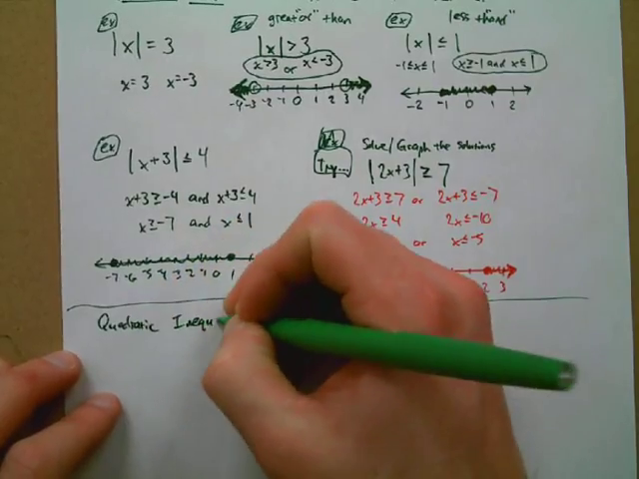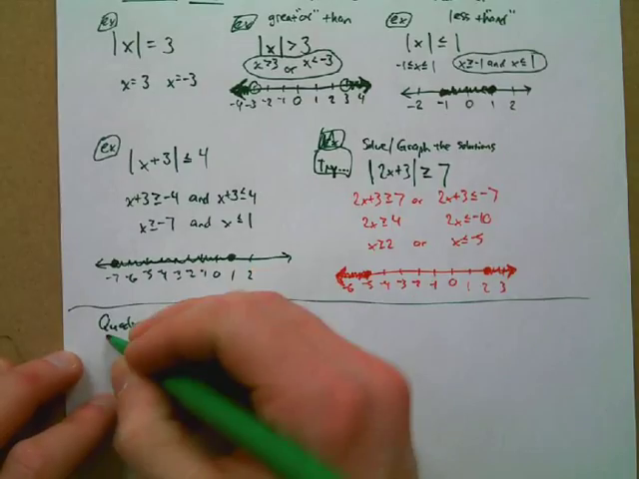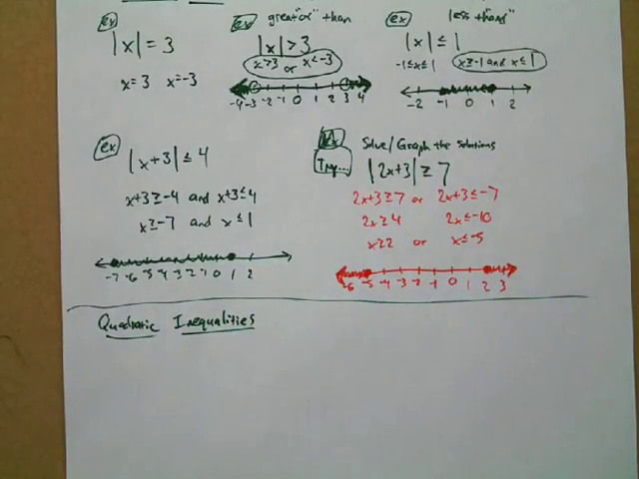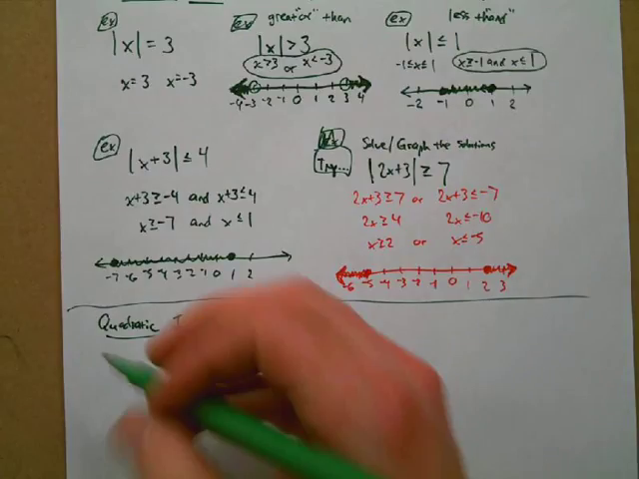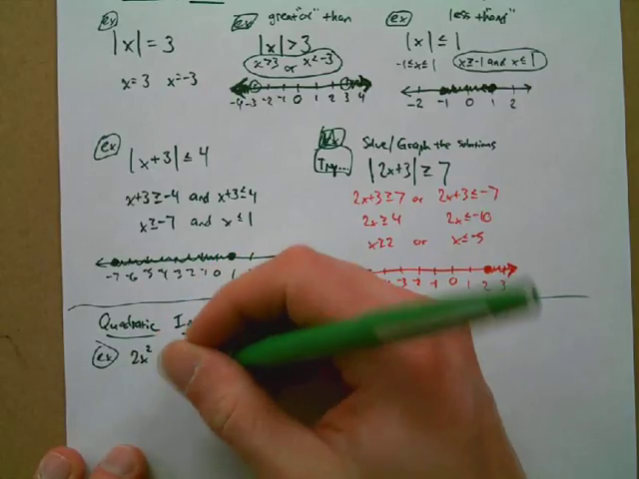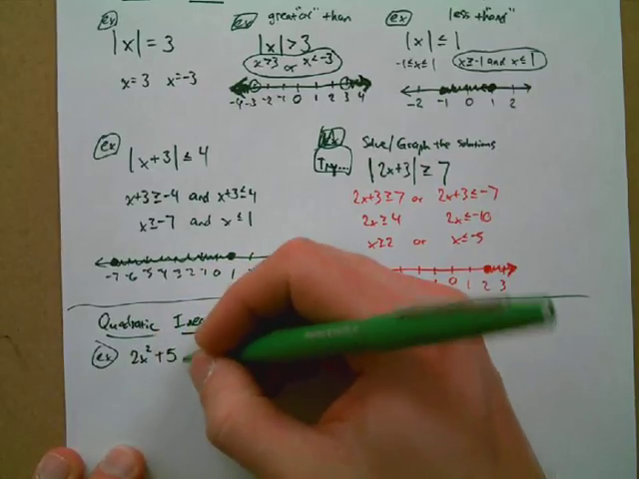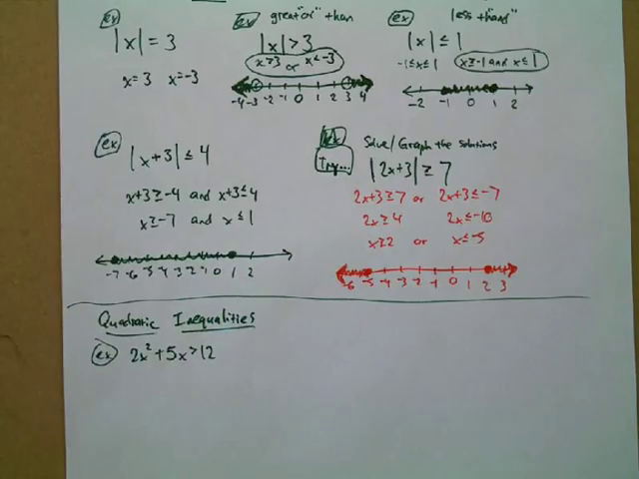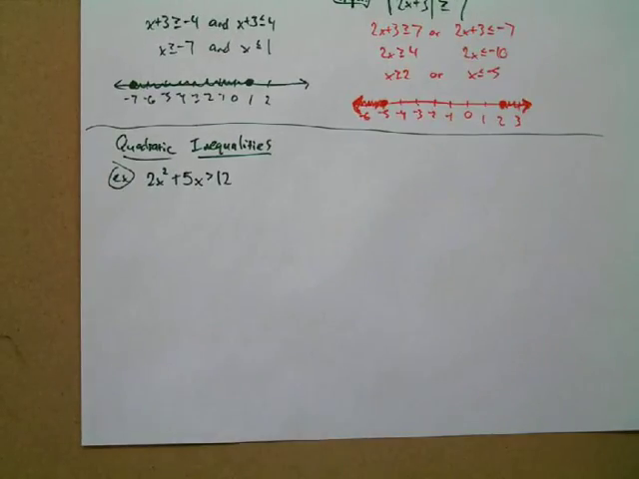Okay, and again, we'll just start out with an example here, and I might do just 2 of these. Alright, so 2x squared plus 5x is greater than 12. So no absolute values here, just a quadratic inequality. And I'm going to throw it in here because it deals with factoring and stuff like that too.